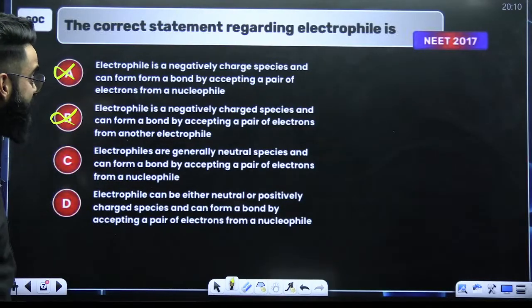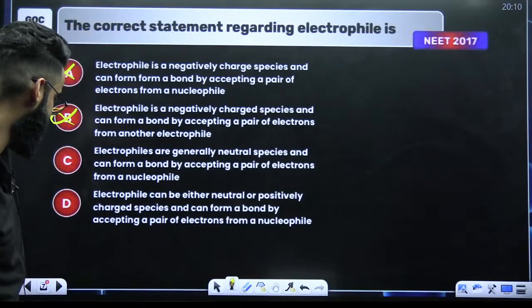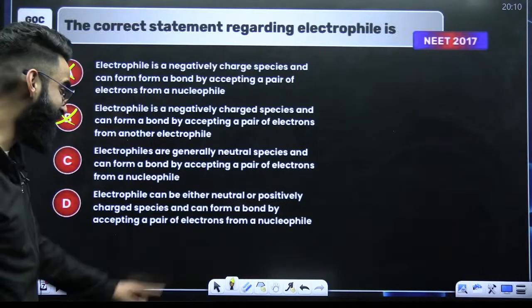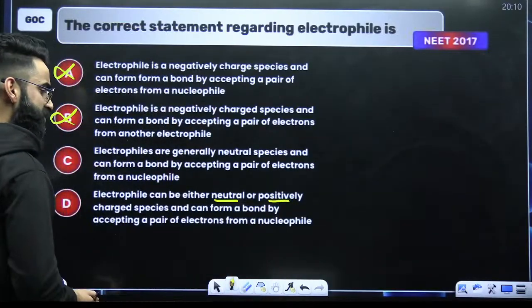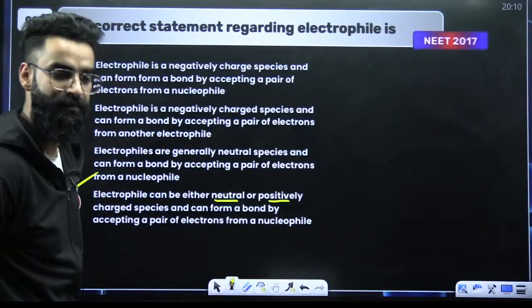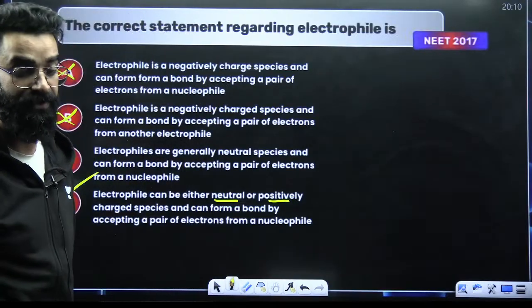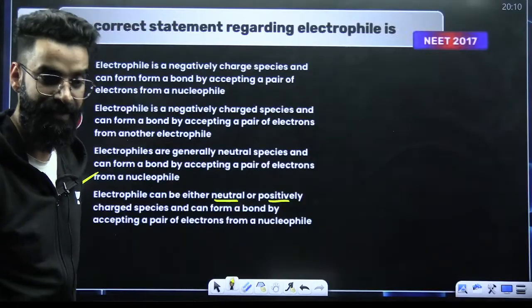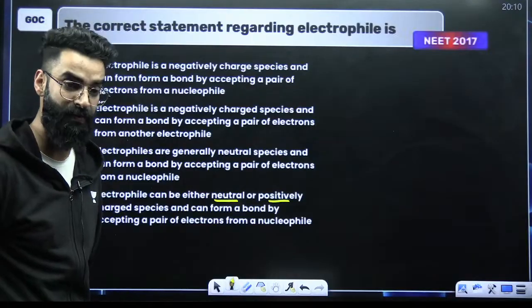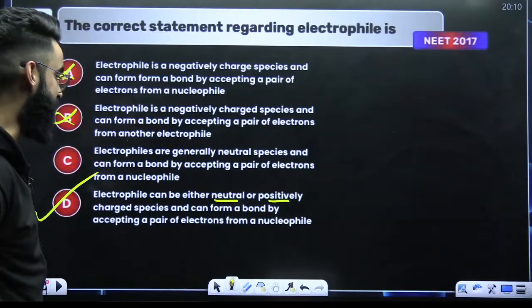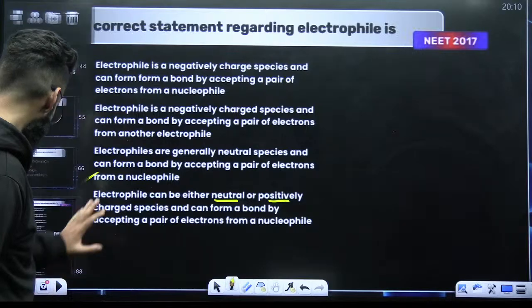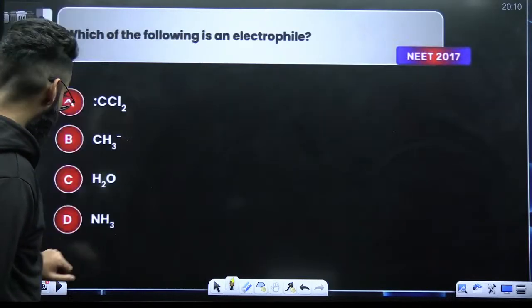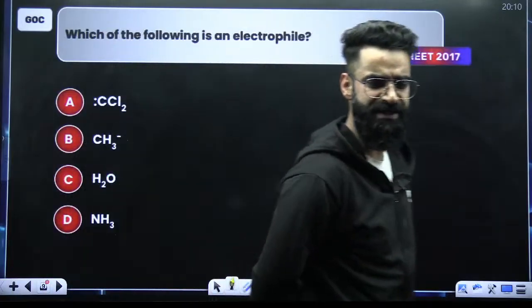Electrophiles are generally neutral species and can form a bond by accepting a pair of electrons from the nucleophile. Look at the next option. Electrophile can be either neutral or positively charged species and can form a bond by accepting a pair of electrons from the nucleophile. So option D is the correct statement regarding the electrophile. Again, a very simple definition based question this is. Now, one more question which was asked in your NEET 2017. Look at this question.